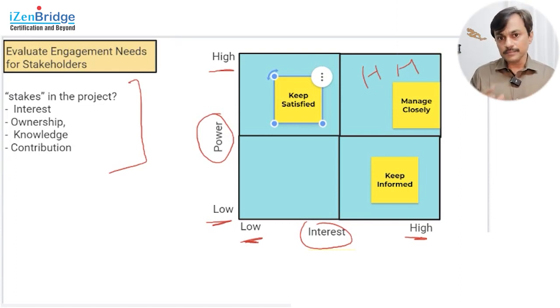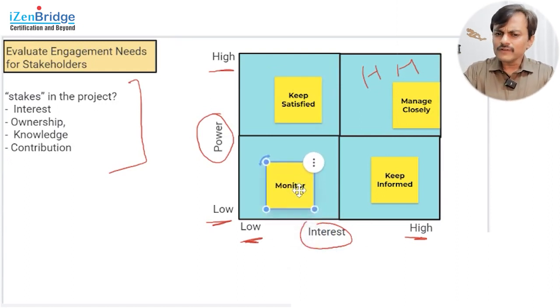So just make sure that he gets a feeling that you are doing the right job. And if he is clear that you are doing the right job, he's okay. He doesn't bother you that much. So how do I keep them satisfied? We'll talk once I finish this grid.